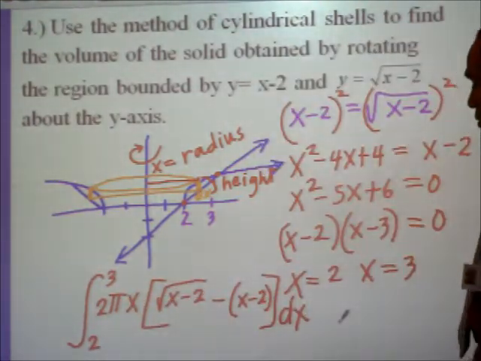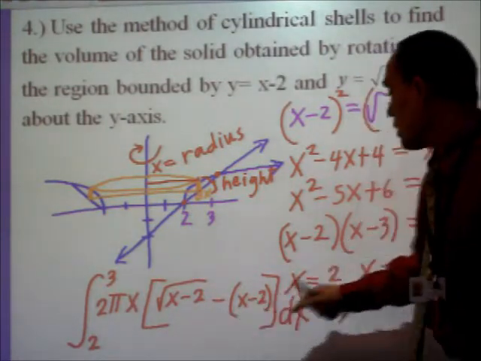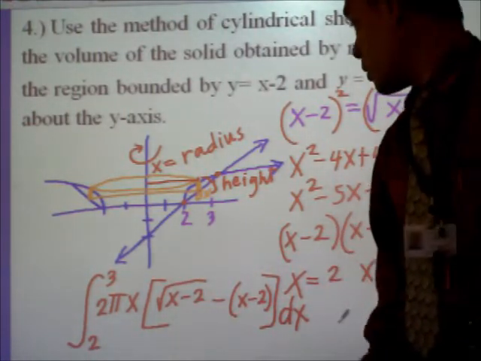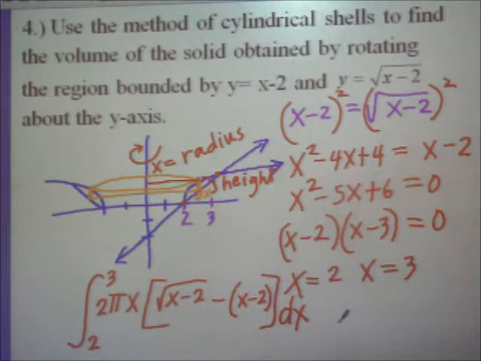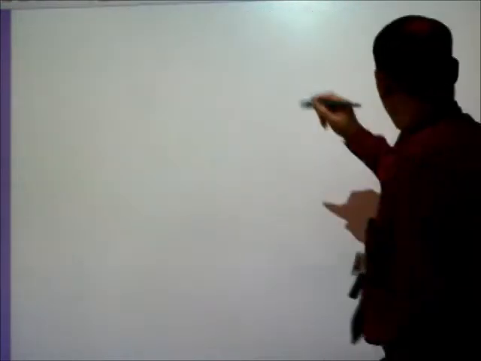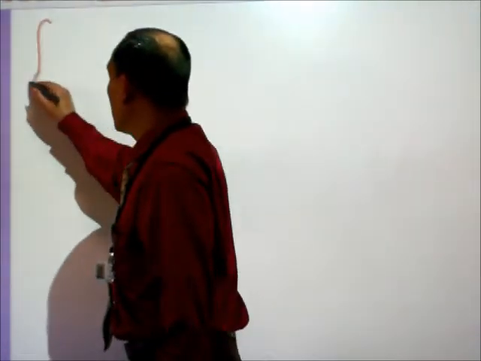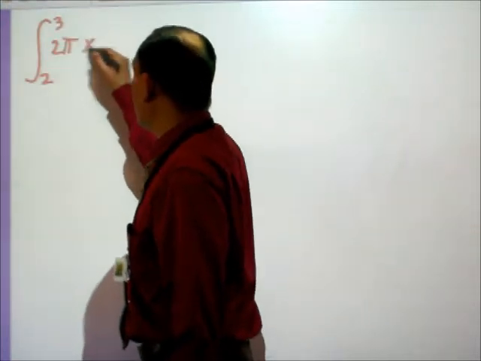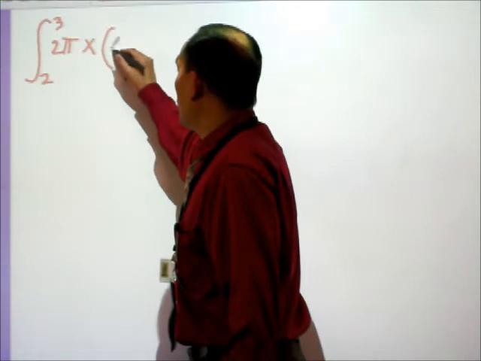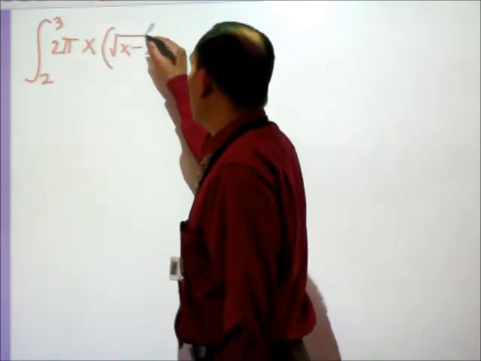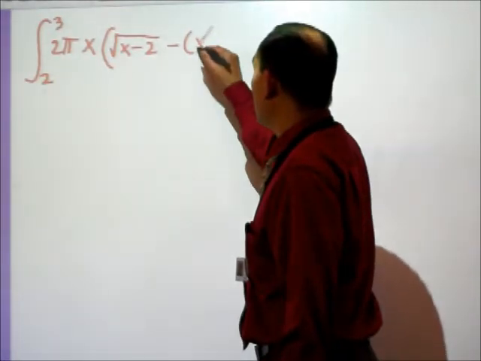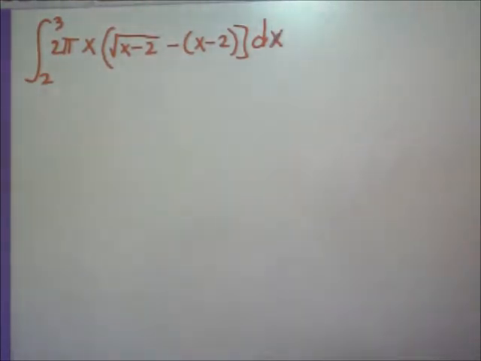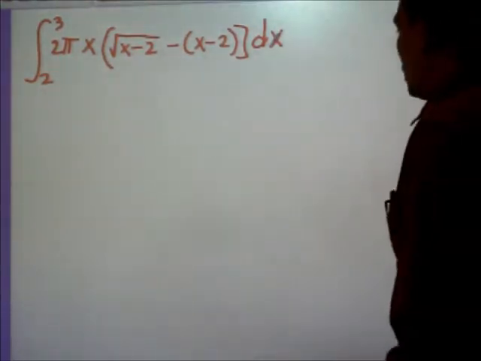Okay, now we are going to deal with this. Let's go to the next page. I will erase this so that if you have some questions later on, we can go up here and answer your questions. That was 2 to 3, and then 2 pi, the radius x, the upper function, which was square root of x minus 2, minus the lower function, which is just x minus 2, and then dx. Now, how do we solve this problem? It looks complicated.